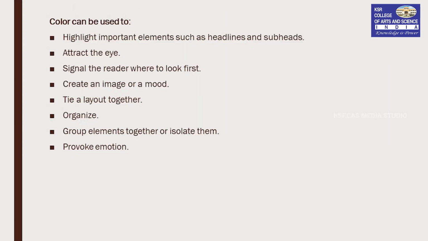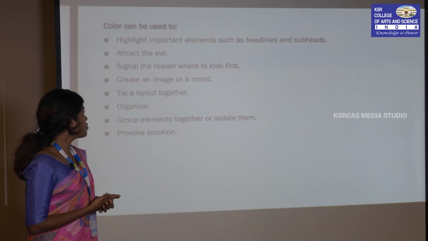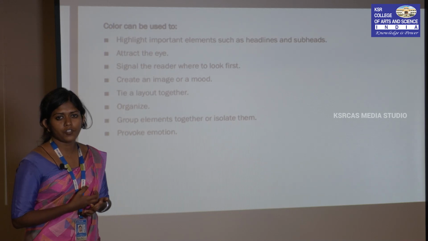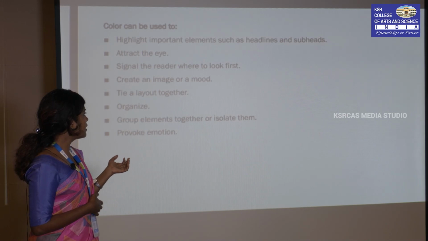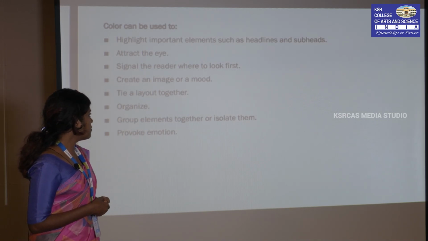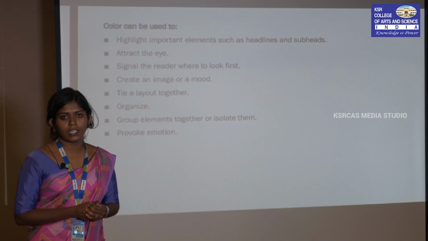Next we are going to talk about different uses of color. Color can be used to highlight important elements such as a headline or sub-headline in a magazine, newspaper, or any print design you are trying to create. Color helps to attract the eye. It helps to draw the attention of the viewer towards a particular element, and it helps to signal the reader where to look. It creates an image or mood. It ties a layout together and helps to organize. Color groups elements together and isolates them. It also helps us to provoke emotions in the audience.